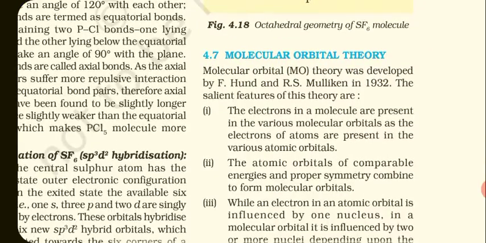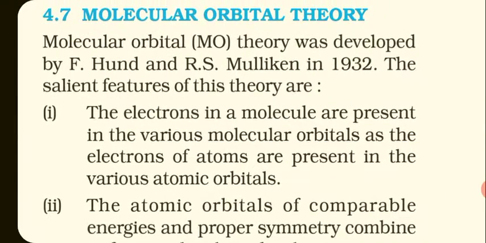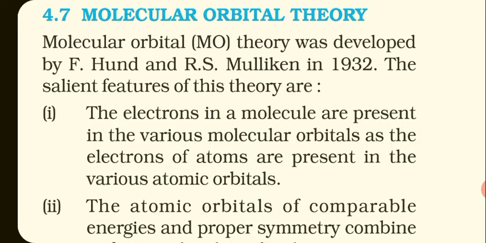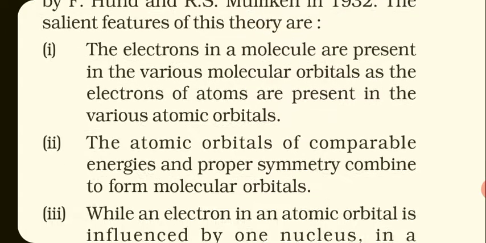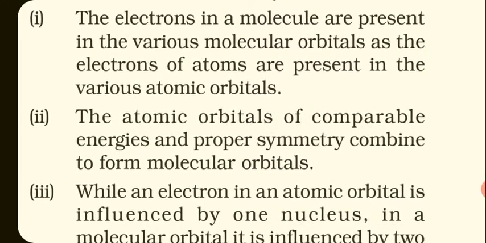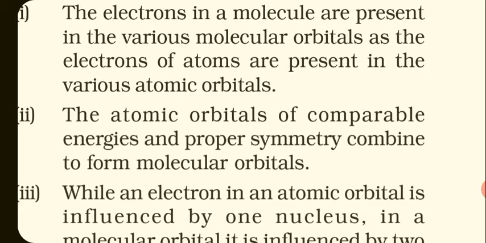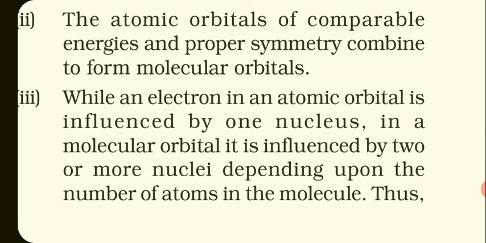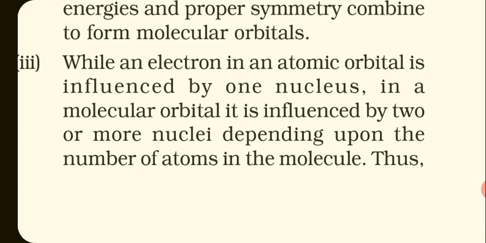Now the next important theory is molecular orbital theory, MOT, in short MO theory. Molecular orbital theory was developed by F. Hund and R.S. Mulliken in 1932. The salient features of this theory are: First, the electrons in a molecule are present in various molecular orbitals, as the electrons of atoms are present in various atomic orbitals. Second, the atomic orbitals of comparable energies and proper symmetry combine to form molecular orbitals.